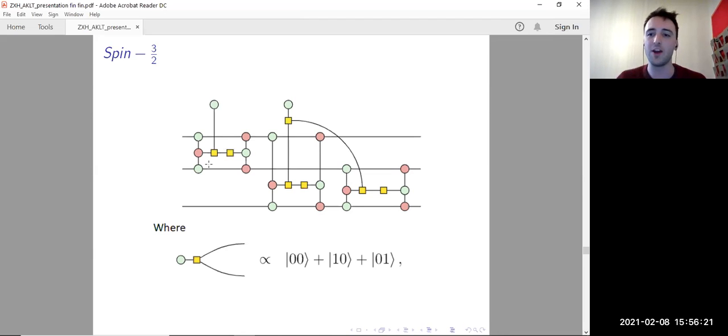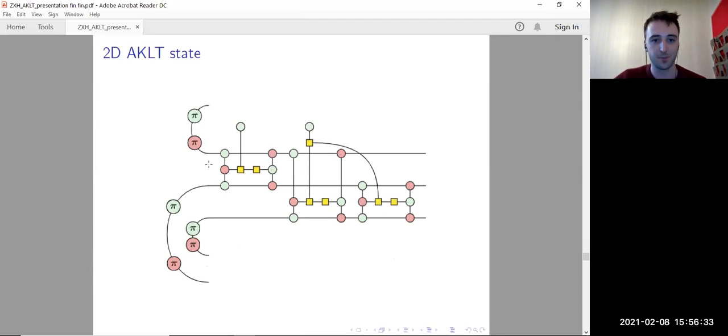And since we have a general way to extend this, we can get the general spin. We can get any irreducible representation of SU2 from the fundamental representation, which is what we have to begin with because we work with ZXH.